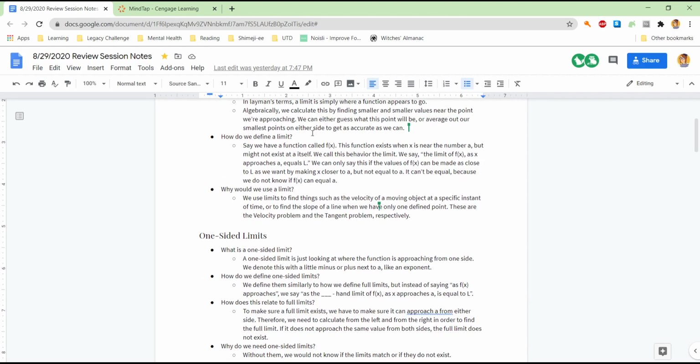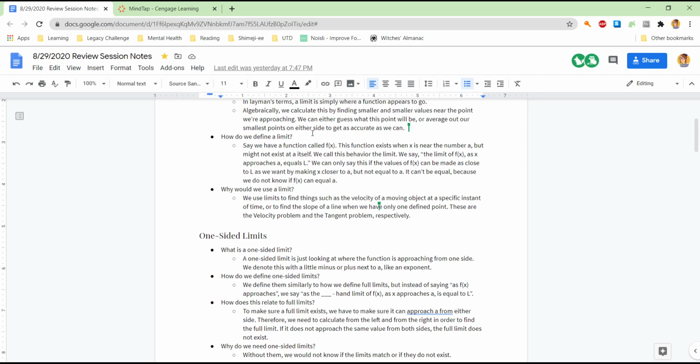We define a limit essentially by saying we have a function that exists when the number x is near the number a. So when we exist near that point, but it might not be at that point itself, we call this the limit. So we might say the limit of f of x as x approaches a equals L.